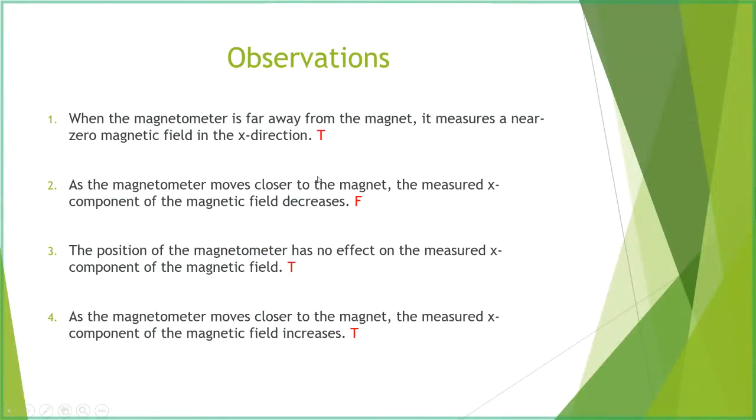Before moving on, there are a few observations. It is true that when the magnetometer is far away from the magnet, it measures a zero magnetic field in the x direction. It's false that as the magnetometer moves closer to the magnet, the measured x component of the magnetic field decreases. It's also true that the position of the magnetometer has an effect on the measured x component of the magnetic field, and it's also true that as the magnetometer moves closer to the magnet, the measured x component of the magnetic field increases.